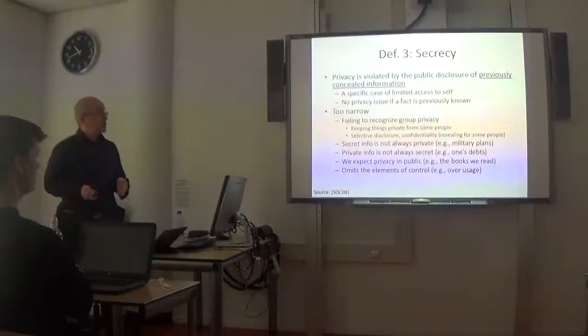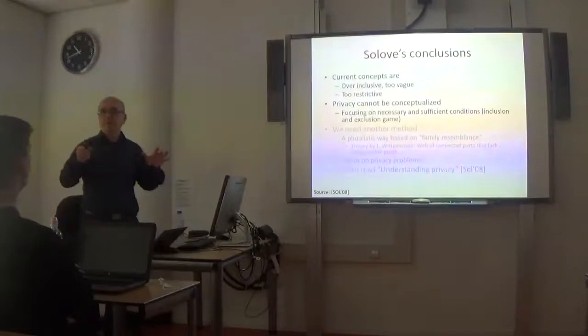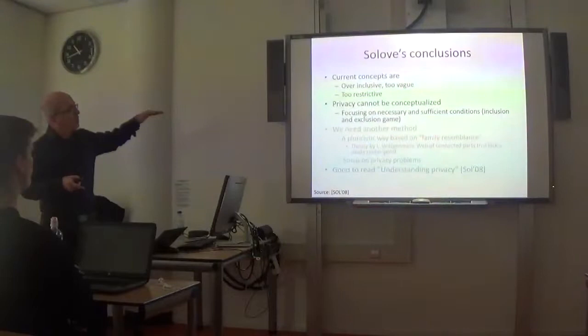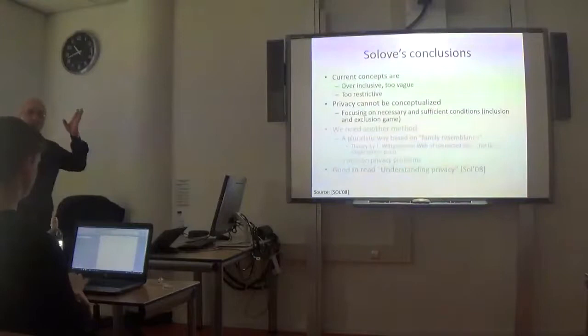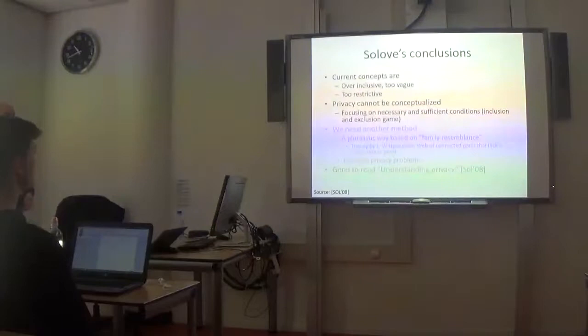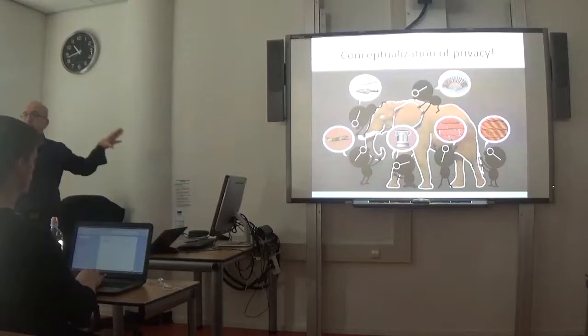So he concludes that all these definitions are true in some sense, but they do not cover all parts of privacy. They are either too vague or too restrictive. And then he concludes that you cannot define privacy. You cannot say, okay, here are necessary and sufficient conditions: if this is so, then that is private or not. If you do that, it is as if you are looking at an elephant from a specific aspect, like blind people in the dark. It doesn't give a good picture of the elephant.